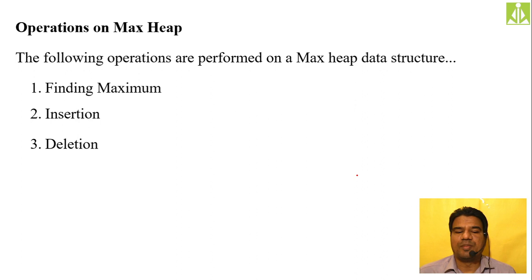So then operations on heap. Whether it is minimum or maximum, we can perform finding maximum in case of maximum heap, finding minimum in case of minimum heap, and insertion and deletion. So these three types of operations we can perform: finding maximum if it is a max heap, finding minimum if it is a minimum heap, and insertion and deletion, which are common in both cases.